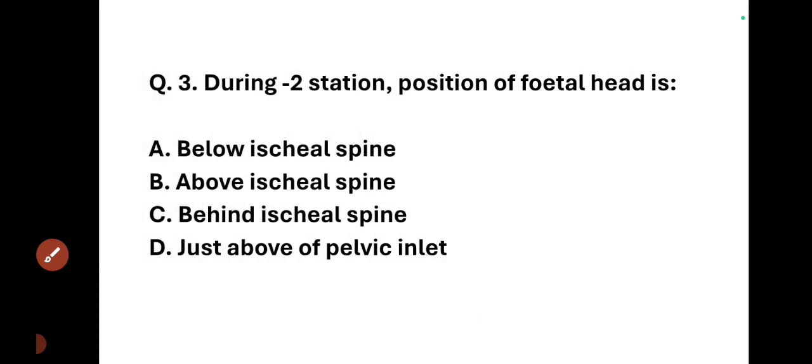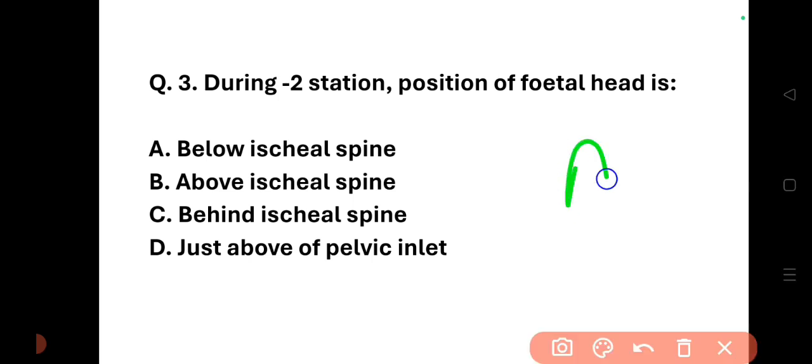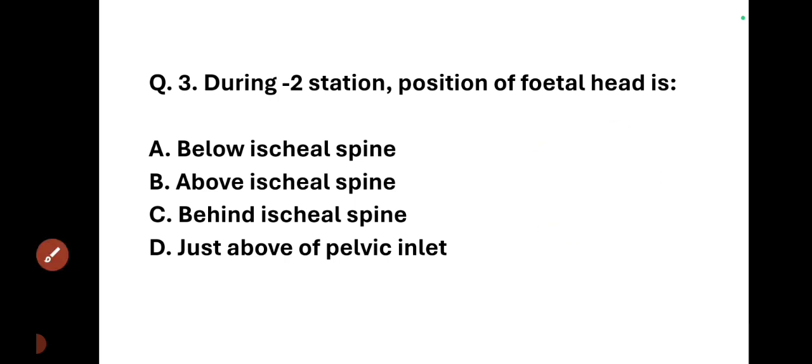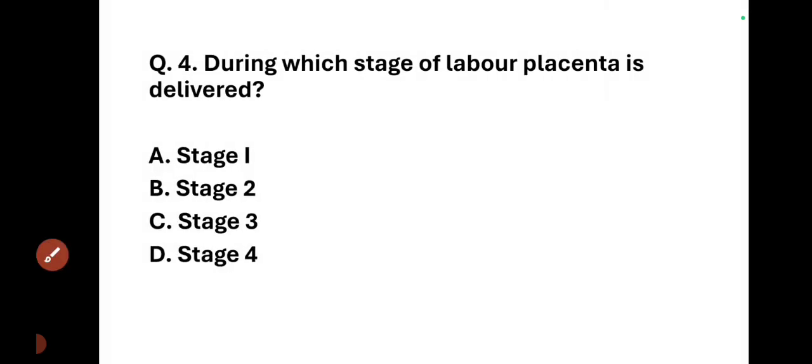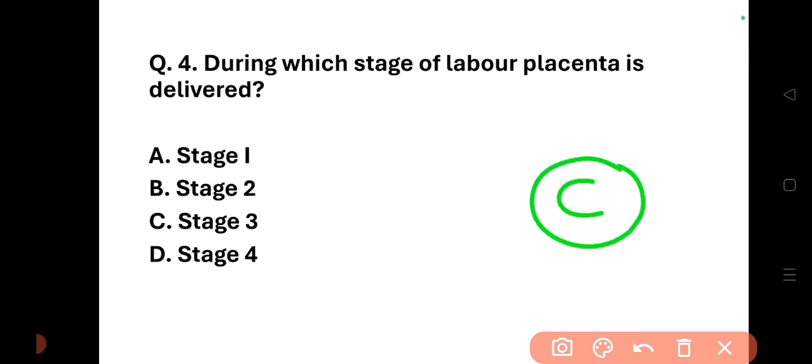Question number 3. During -2 station, position of fetal head is? Right answer is option A, below ischial spine. Question number 4. During which stage of labor is the placenta delivered? The right answer is option C, stage 3.